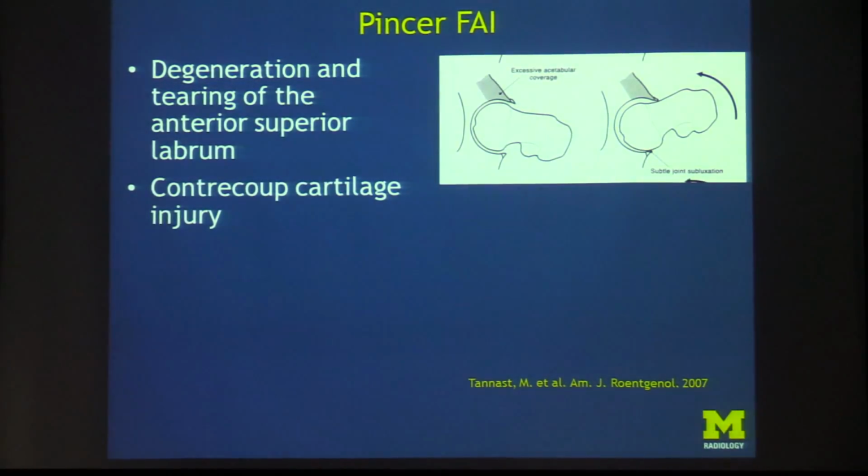So what happens when we have this retroversion or pincer FAI? Again, we have overcoverage in this case by this acetabulum, and on flexion and internal rotation, you may have soft tissue injury, labral injury. In addition, you may have posterior subluxation of the femoral head and have a contrecoup cartilage injury.